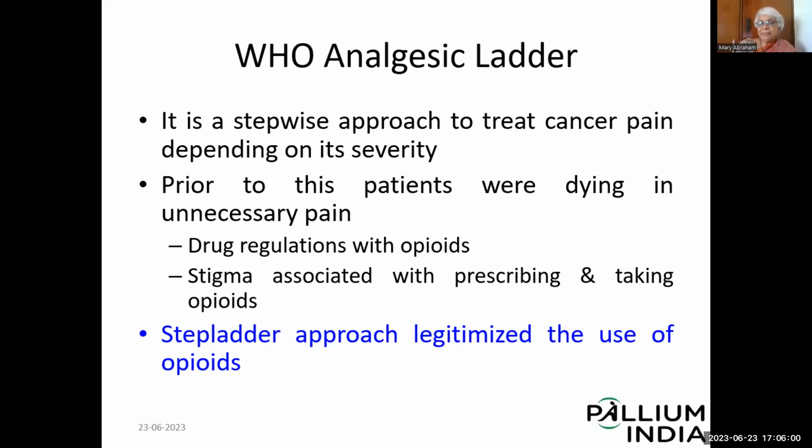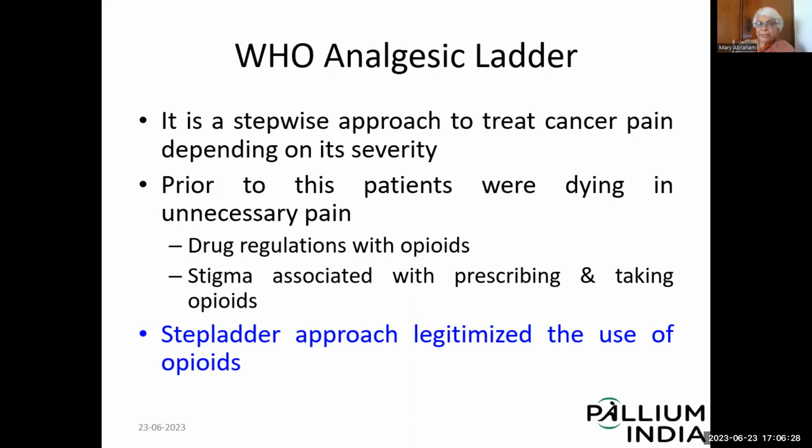Even relatives felt that their patients would become addicts if they took strong opioids. And there were a lot of drug regulations, so even the procurement of these drugs was difficult. Storing them, for the pharmacist or the chemist, was also very difficult. So there were hurdles at every step. Because of that, people were not being prescribed or administered morphine and drugs like that.